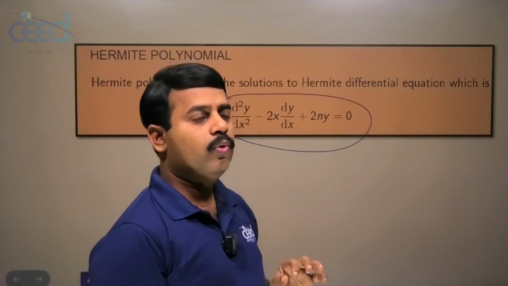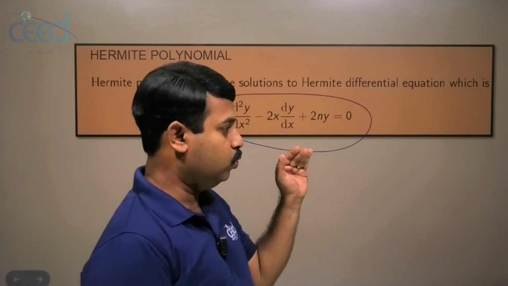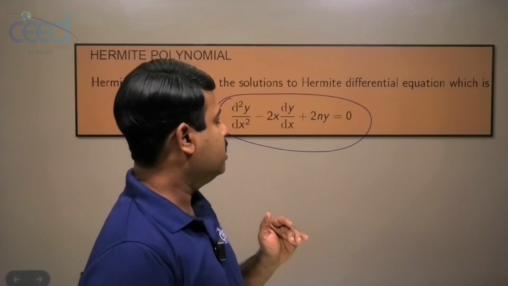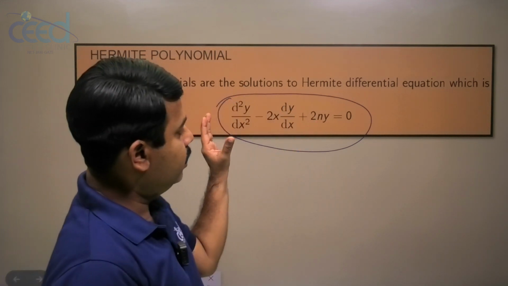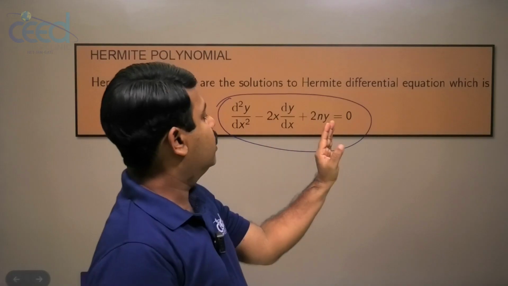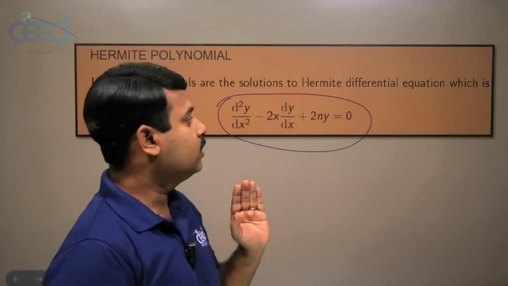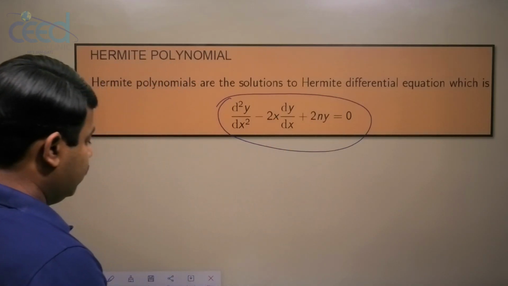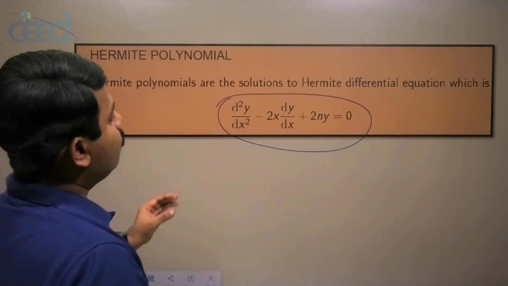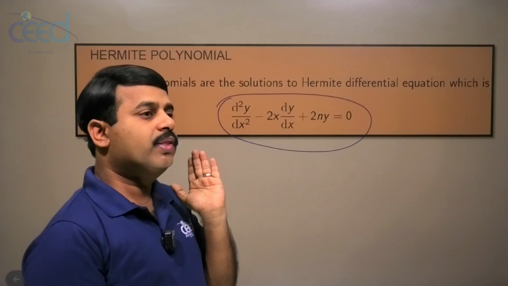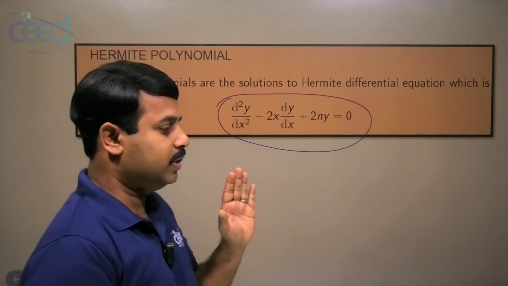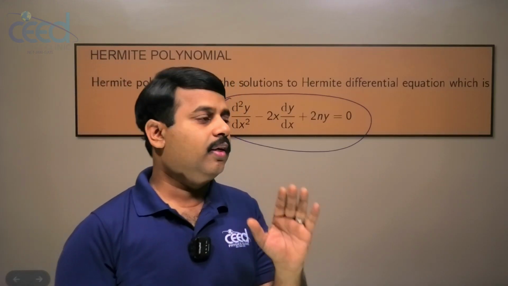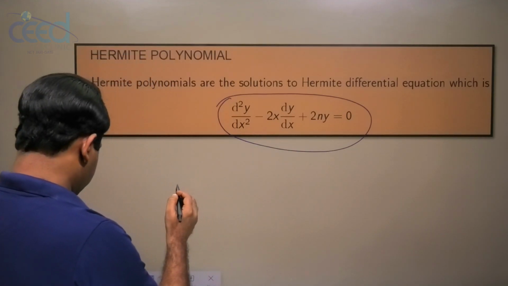Based on the n value, we have different solutions, and all that we will study. So this format is very important. This kind of differential equation is known as the Hermite differential equation. Now, how do we solve this differential equation? We studied in the previous class that we consider a series method of solution.